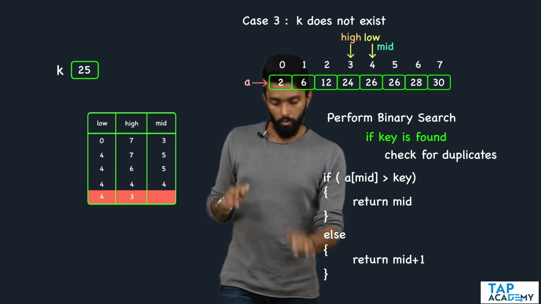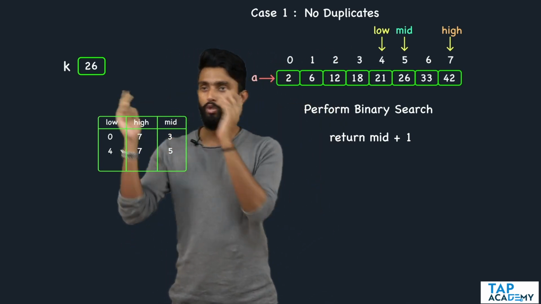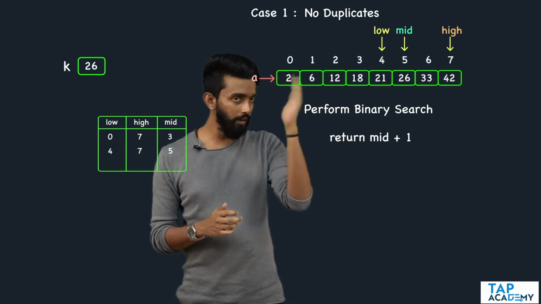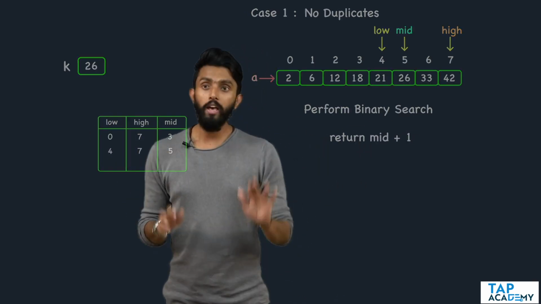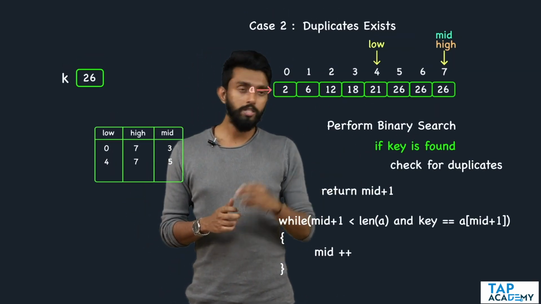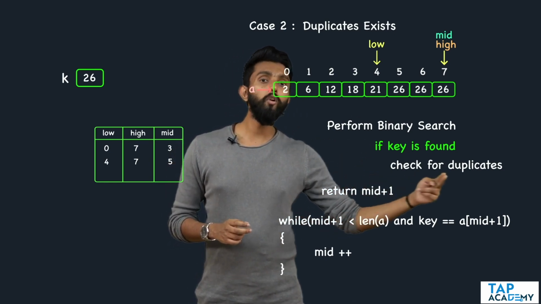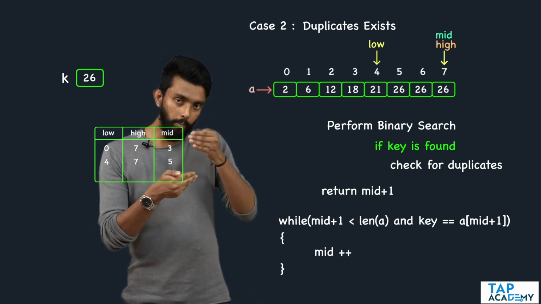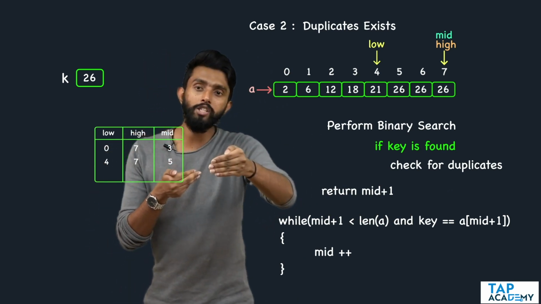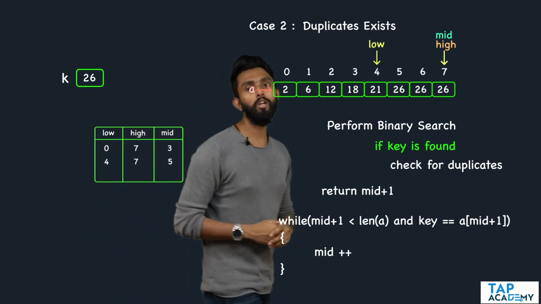Great. So now let me just recap the three cases for you. Case number 1, no duplicates. No duplicates means do binary search. If you find that element, come outside, return mid plus 1, and perfectly it will work. Case number 2, if there were duplicates, then the moment you find that element, within the binary search itself, also check for duplicates. For that you have this while loop. Then the mid will go till the last duplicate value. Come outside, return mid plus 1 and definitely it will work.